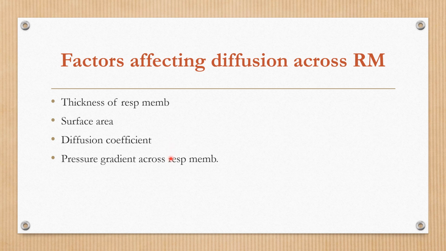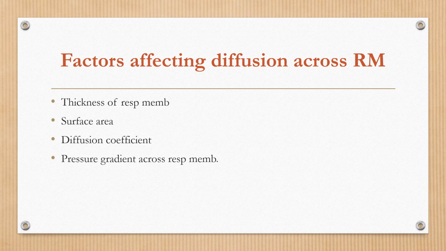And then the next factor is pressure gradient across the respiratory membrane. So the rate of diffusion across the respiratory membrane is directly proportional to the pressure difference. So this is obvious. If the pressure gradient is more, there will be more diffusion across the membrane. So V gas is directly proportional to the pressure gradient, that is PC, the pulmonary capillary pressure, minus the pressure in the alveoli.